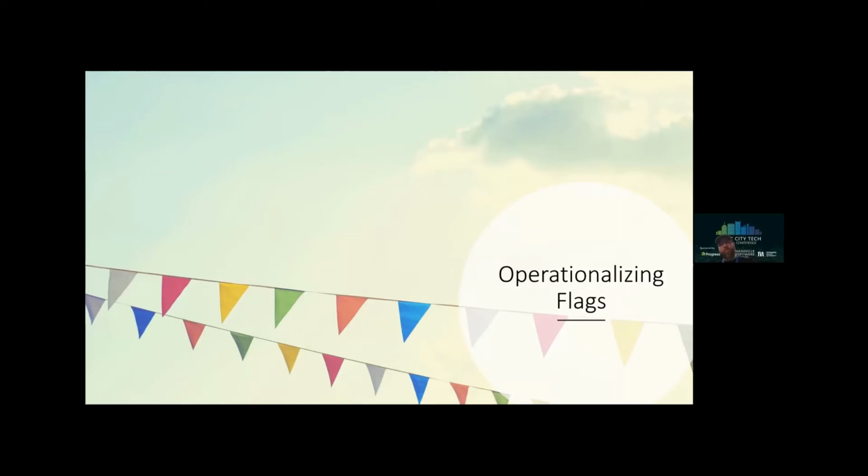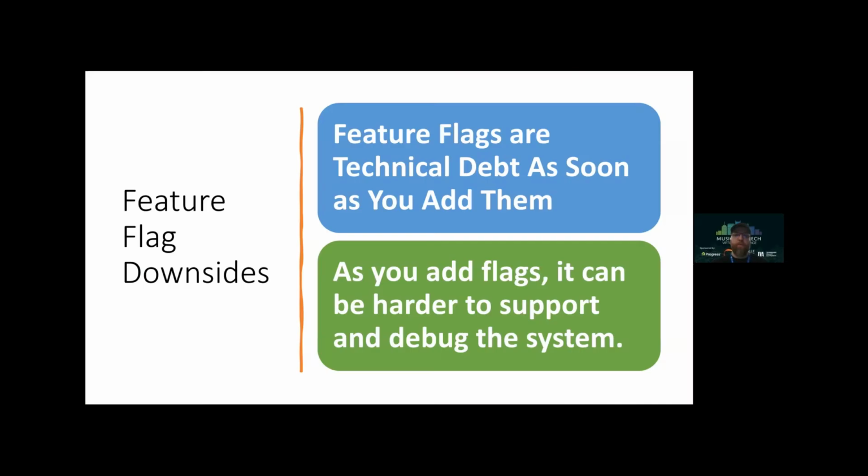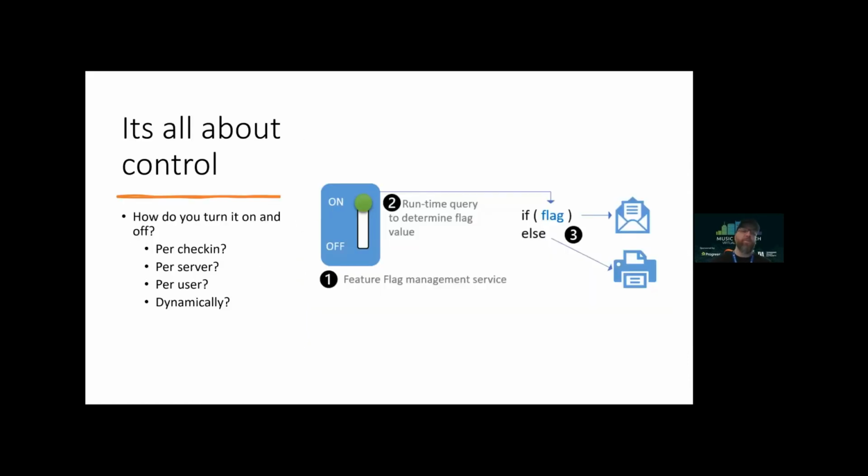And that drives us to operationalizing them. How do we use these in an enterprise or an organization at scale? I've already mentioned feature flags are technical debt as soon as you add them. It can be very hard to support the system. What is the state of feature flags in QA? What is the state of feature flags in prod? Did you test the different scenarios? Did someone turn on something in production that we didn't know about? What was the state of the flags for that user when they ran into the problem? Was it the new feature or the old feature?